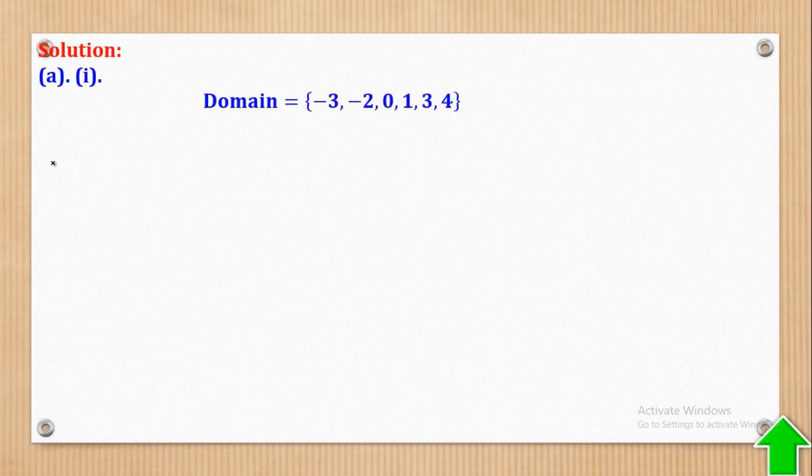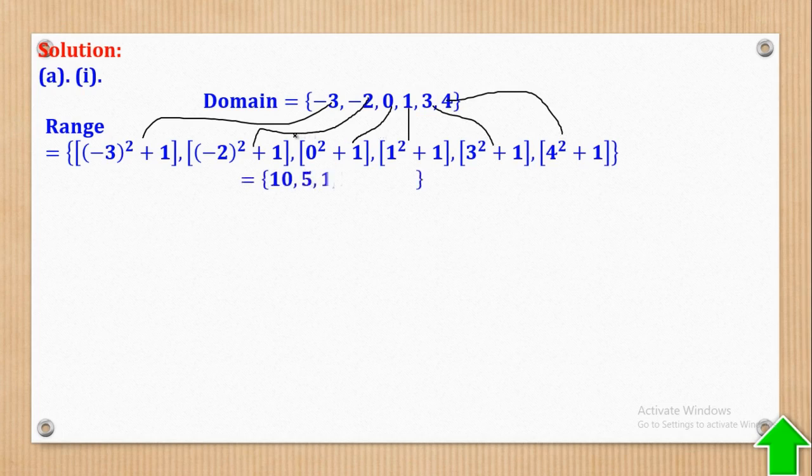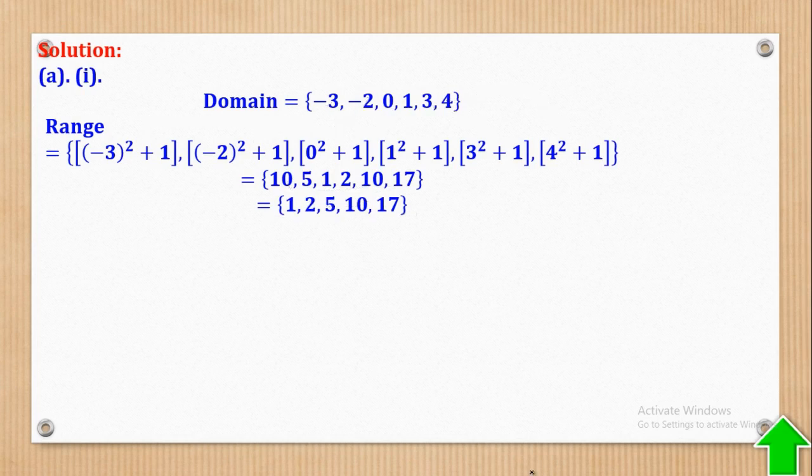So we have the domain as that. Then we have the formula which gives us the range. Therefore we shall use it, x squared plus 1. So for negative 3 it is that. For negative 1 becomes that. 0 is that. 1 is that. 3 is that. And 4 is that. So I'll come up with those values. But realize that 10 is repeated. But here you shouldn't repeat the values. So we shall rearrange in ascending order. And that will be the range.